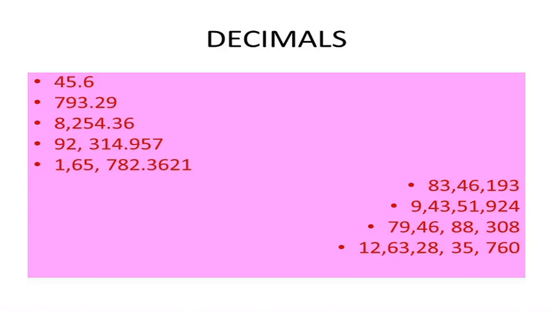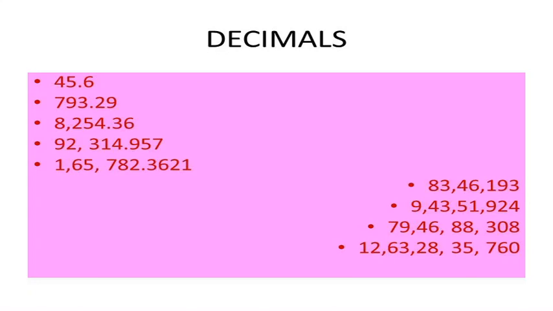Try and speak or pronounce the next digit. Units, tens, hundreds, thousands, 10,000, lakh, 10 lakh, crore, 10 crore. Very good. 79 crores, 46 lakh, 88,308. That's it. You get it right.